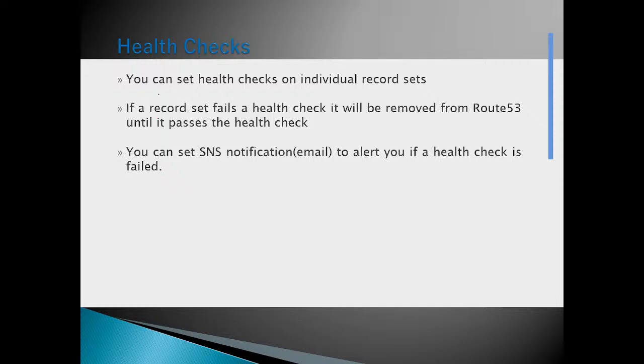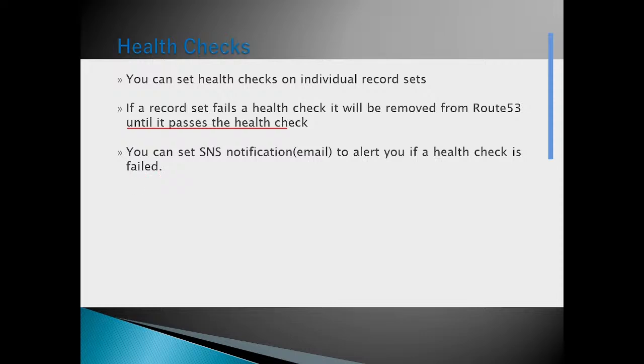So you can set a health check on an individual record set. If a record set fails a health check, it will be removed from Route 53 until it passes the health check again. So Route 53 will not send traffic to that particular IP address or machine until the health check is healthy. You can set an SNS notification to alert you if the health check fails.